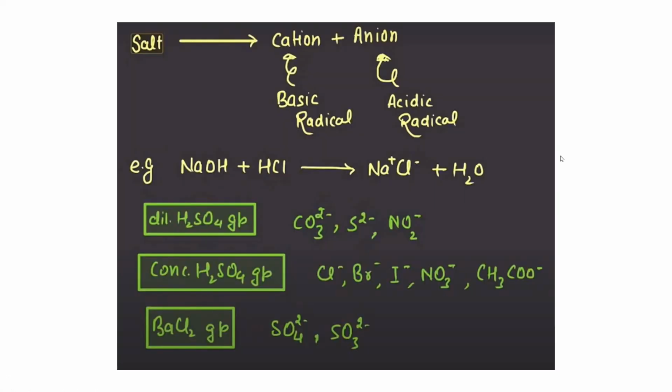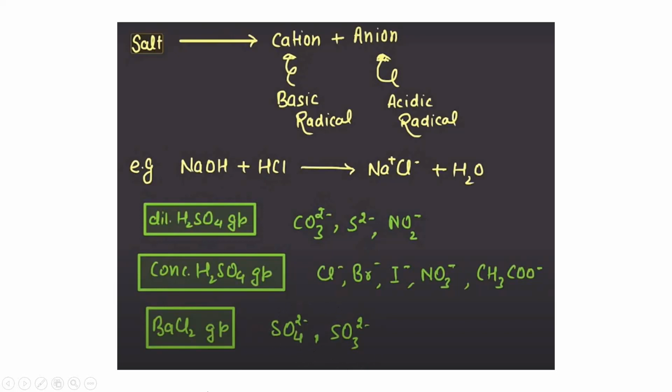So that is the third group. In the third group, we have only two anions, sulfate and sulfite. So for the barium chloride group, we have to add barium chloride. Salt plus water plus barium chloride gives a white precipitate. You have to add dilute HCl to that white precipitate. If it dissolves, it is sulfite. If it does not dissolve, it is sulfate ion.